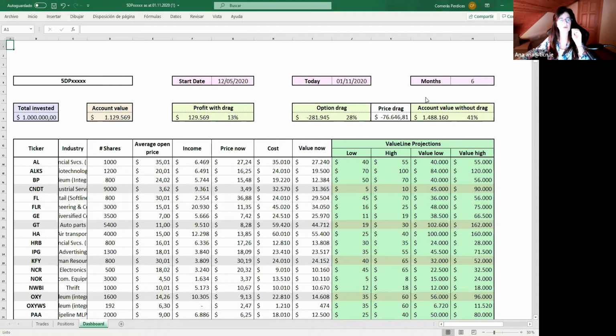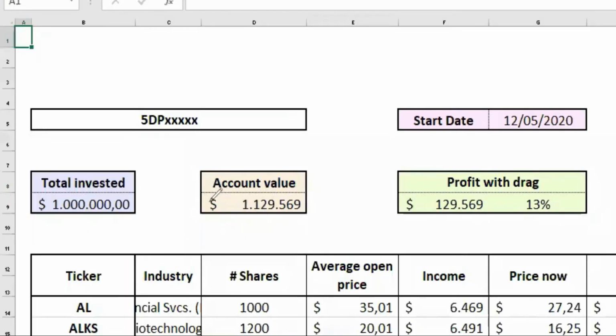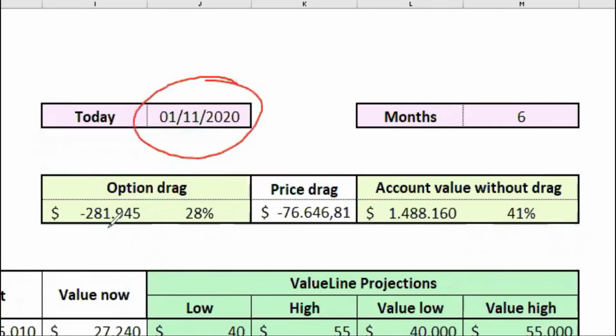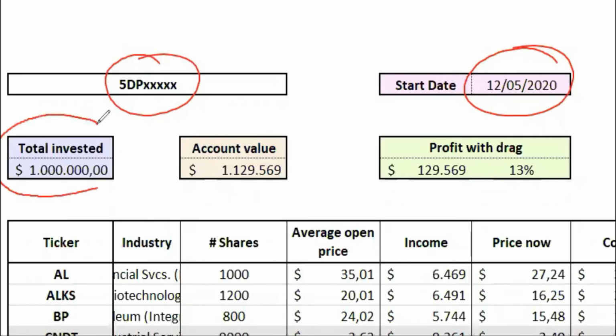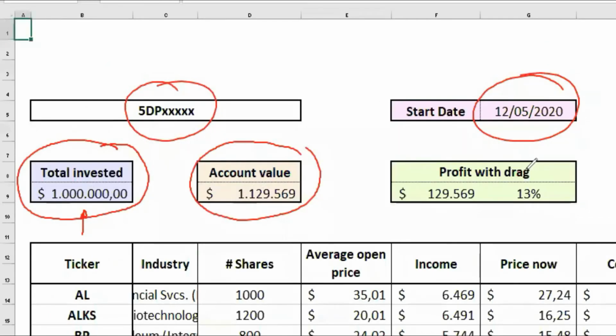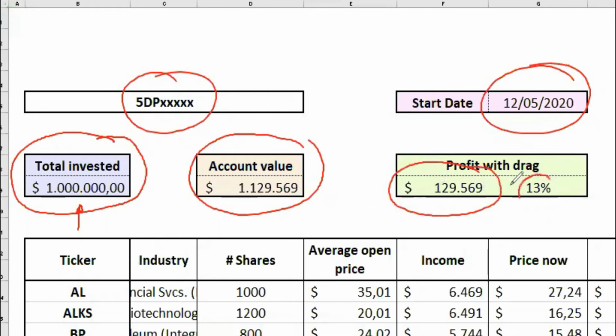And right now, in this chapter, we're going to focus on the present. The summary at the top of the dashboard is giving us the following information: the account number, when we started trading, the date that the dashboard was updated, and the number of complete months that have passed from day one. The total amount of money invested is here. In this case it is 1 million, and the account value as of today is 1.129, which means that if we close all the positions, the profit would be 129.